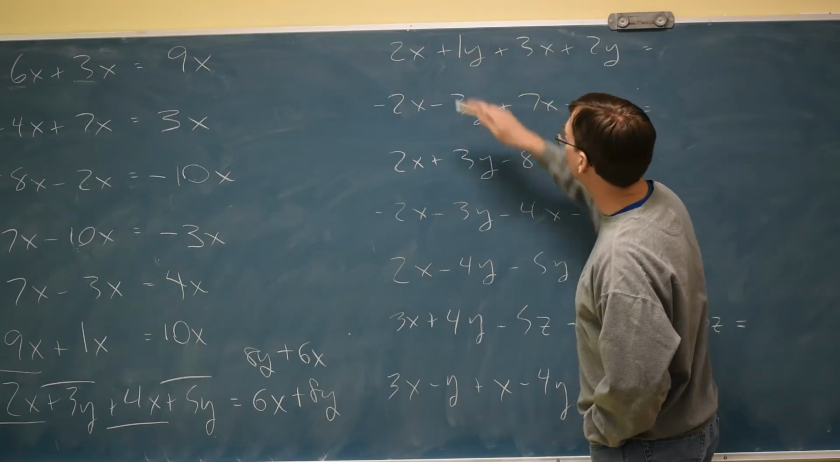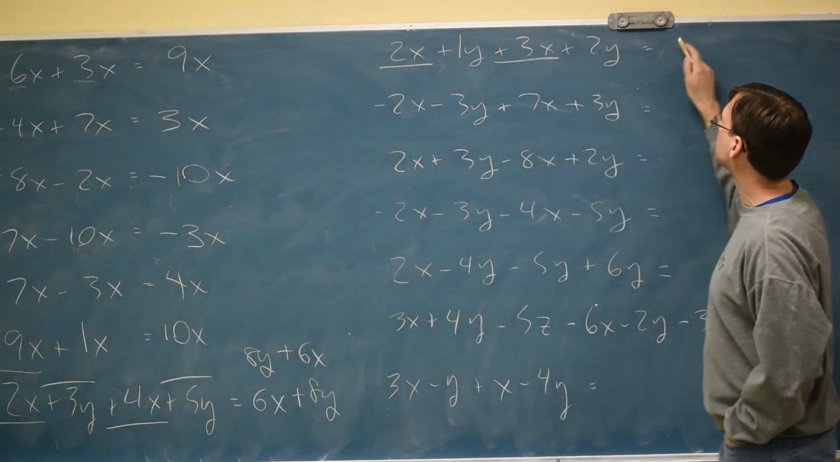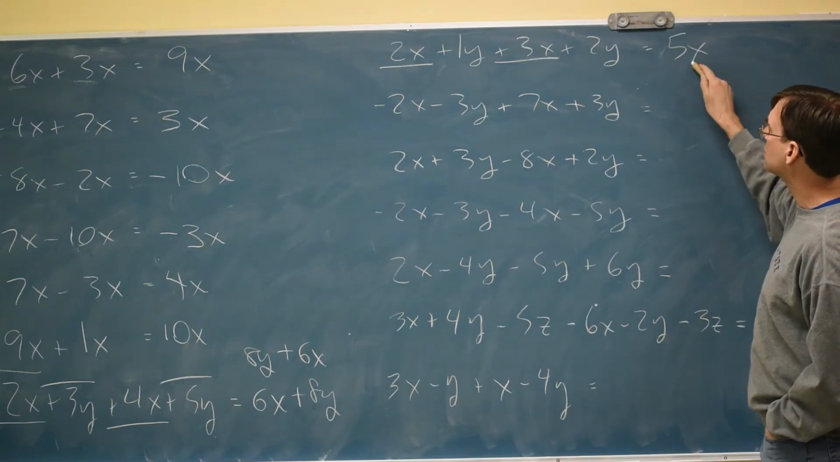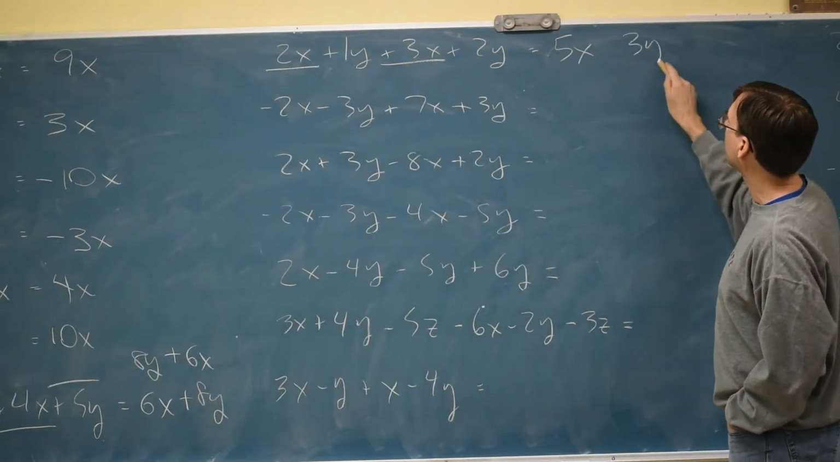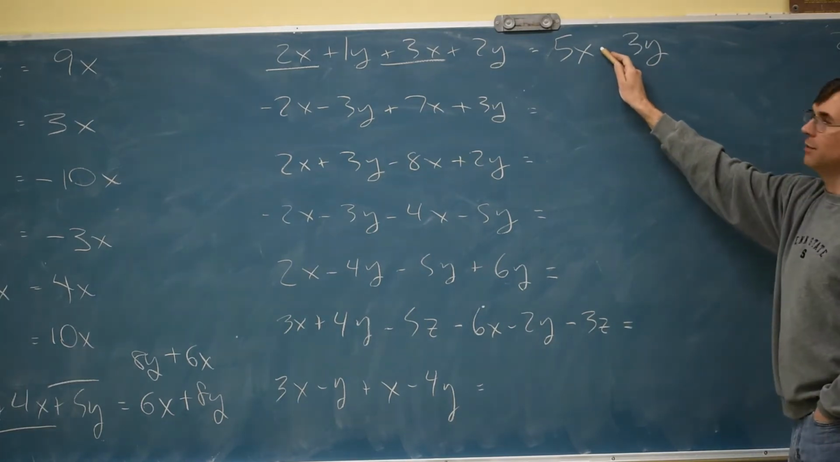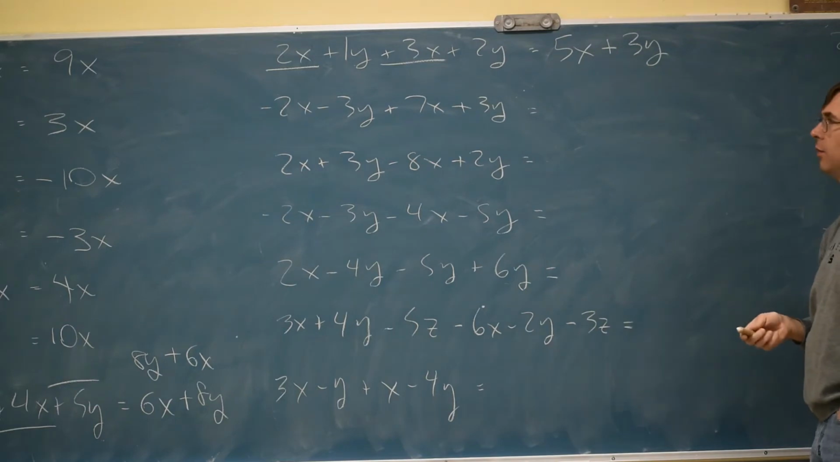So this has an invisible 1. 2x's and 3x's can make 5x's. The 1y and the 2y can be a 3y, but I can't have just a big gap here. Since that's positive, I need a plus to just help fill the gap.